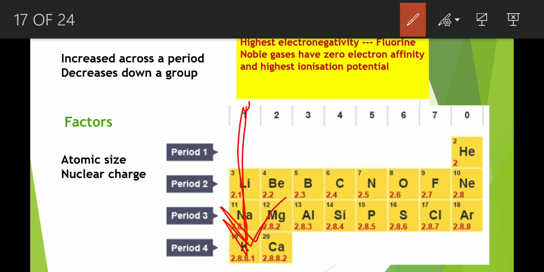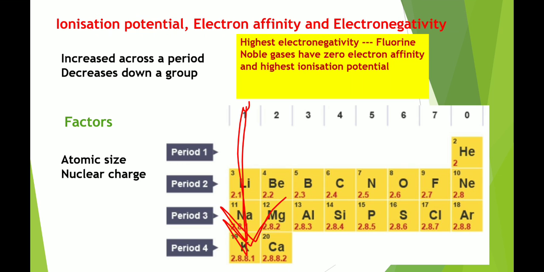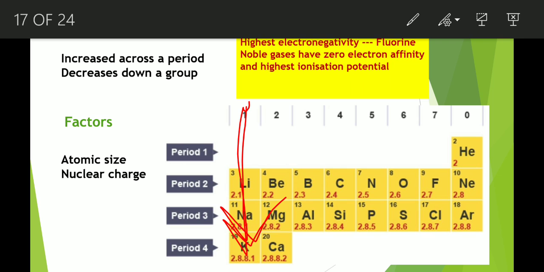And all these reasons are absolutely applicable for electron affinity and electronegativity. In all these three cases, the factors are the same, the trends are the same, and the reasons are absolutely the same. Now, some important questions come from this portion. What is the element in the periodic table with highest electronegativity? The element is fluorine. You have to remember that.